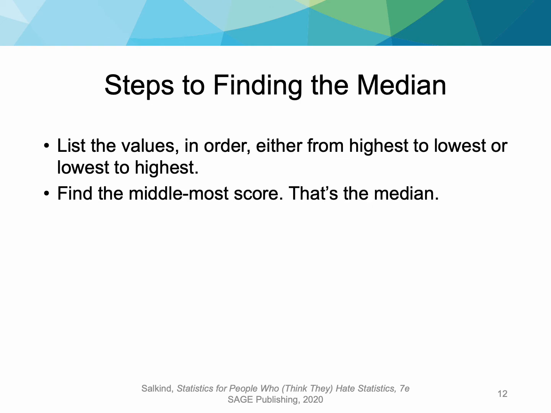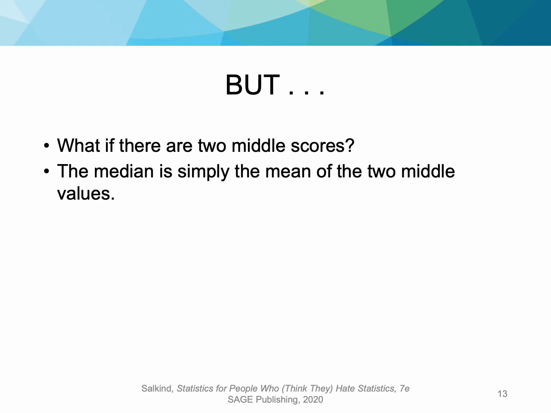Steps to finding the median. You list the values in order either from highest to lowest or lowest to highest. You find the middlemost score, and that's the median.